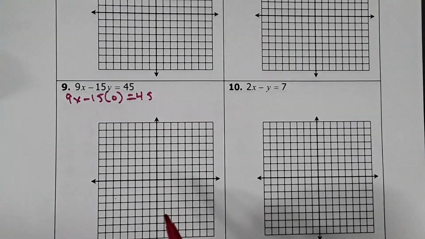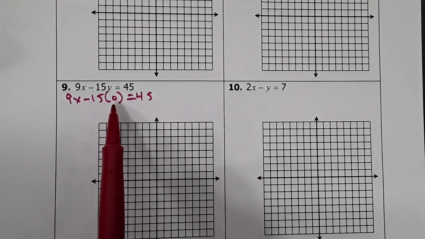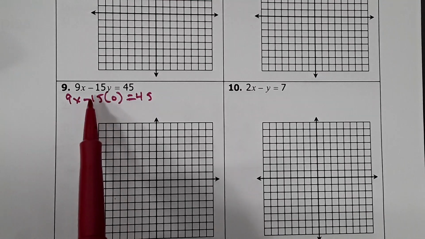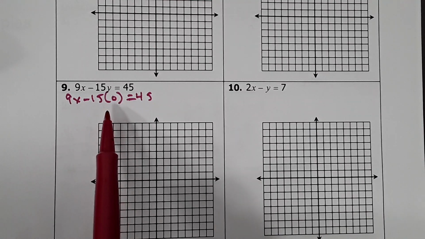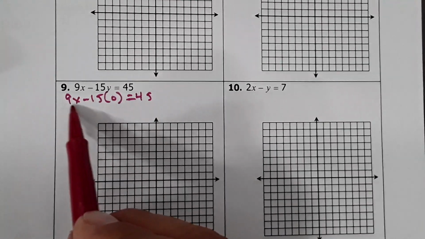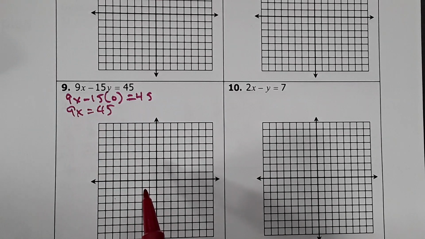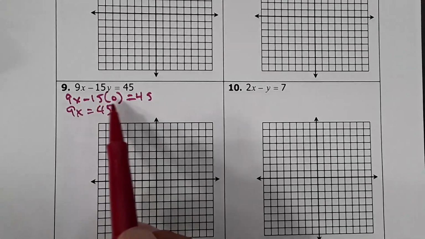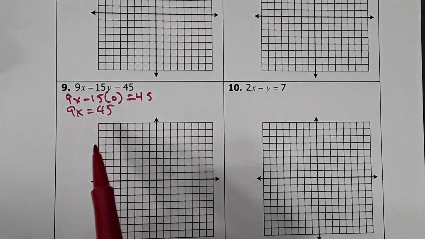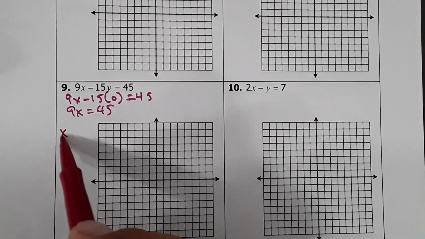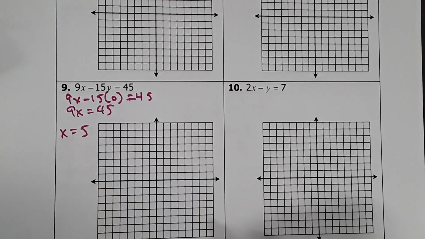I hope that you see something that's going on here. When you plug a 0 in, that term ends up going away because negative 15 times 0 is 0. And I'm left with just 9x equals 45, because negative 15 times 0 is 0, so that goes away. Dividing both sides by 9, you get x equals 5. So my x-intercept is at 5. 1, 2, 3, 4, positive 5.